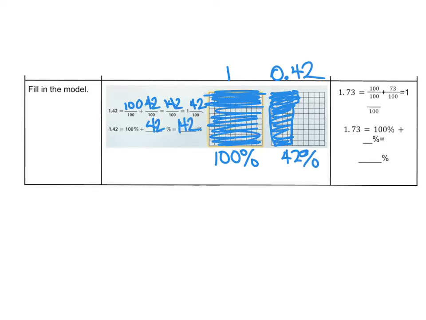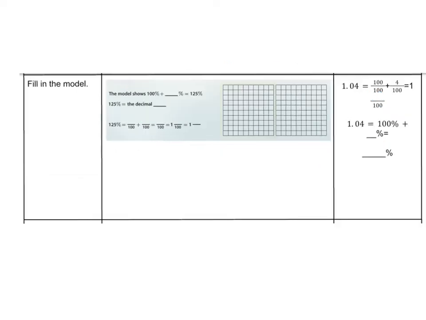which means we have 142%. Over here, 1 and 73 hundredths means we have 1 and 73 out of 100. This is 100% plus 73%, which is a total of 173%.